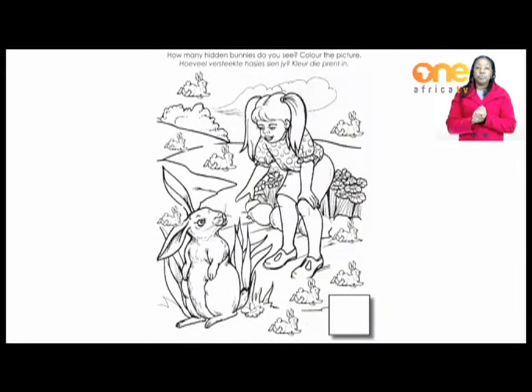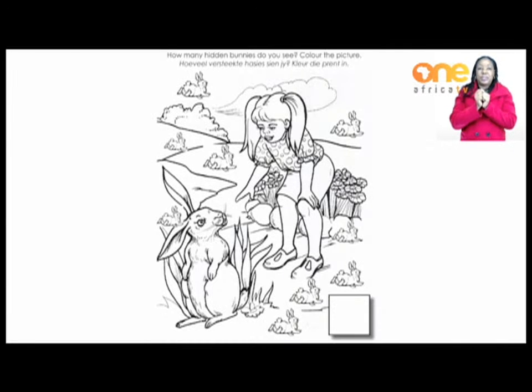On page 4, I will read the instruction. The instruction says, how many hidden bunnies do you see? Color the picture. There is a little girl and there is a rabbit, but there are little tiny hidden bunnies. Let's try to find out how many bunnies are hiding.